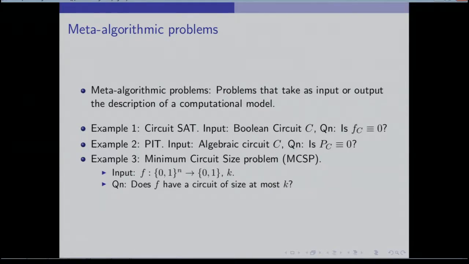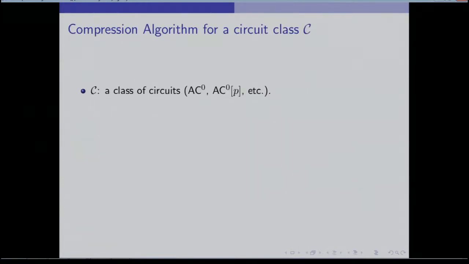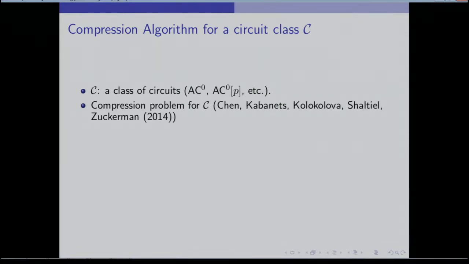All these problems are really well studied in the literature, and there are lots of results about them. The problem I'm going to be talking about is a slight variant of the minimum circuit size problem. You can think of it as a kind of gap version of this problem. You have a class of circuits that you're interested in. It could be AC0. For the result I'm going to be talking about, we're looking at AC0 with mod P gates. The compression problem for this class of circuits was defined in this paper appearing last year.